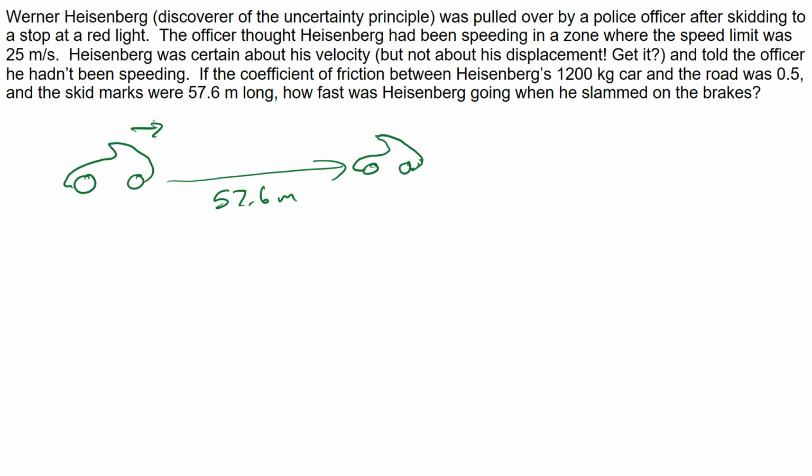And a cop sees this happening, and the cop says, you know, you were speeding in this 25 meter per second driving zone. And Werner Heisenberg says, no, officer, I knew how fast I was going, but I didn't know where I was. Get it? Uncertainty principle?